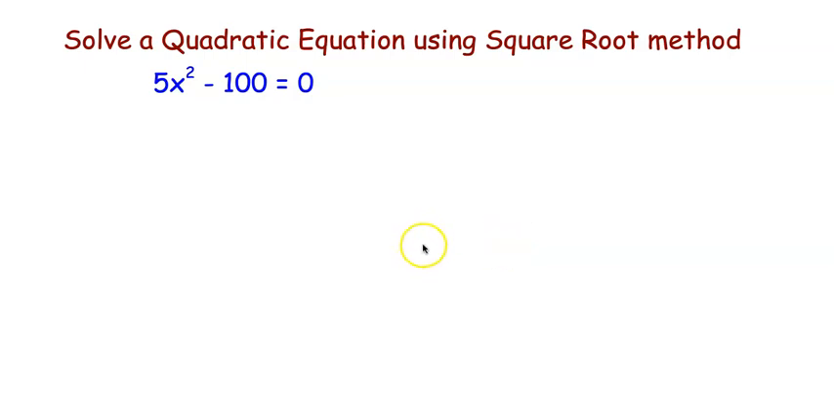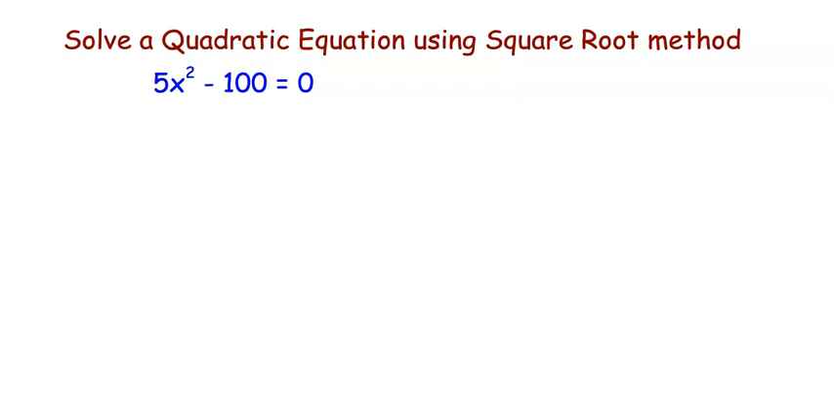Solve a quadratic equation using the square root method. As you can see here, you have 5x squared minus 100 is equal to 0, and you are asked to solve. That is, identify the value of x. What is the value of x?